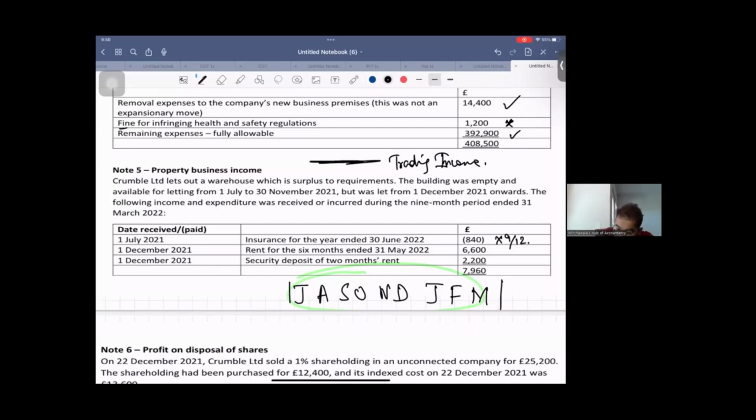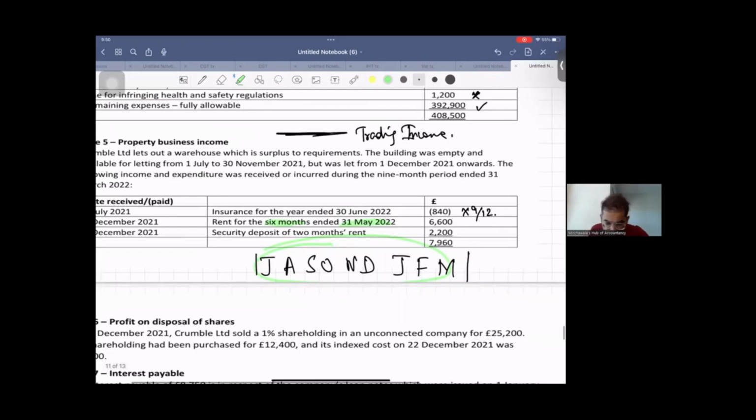rent for the 6 months ended 31st May 2022. This is the rent of 6 months ending 31st May. Now look at here. So 6 months ending May.